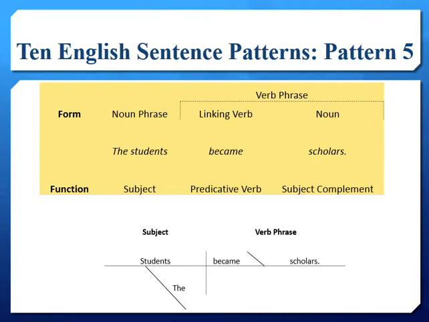Sentences of pattern 5 have linking verbs just as sentences from pattern 4. But sentences of pattern 5 complement the subject with nouns in contrast to adjectives.